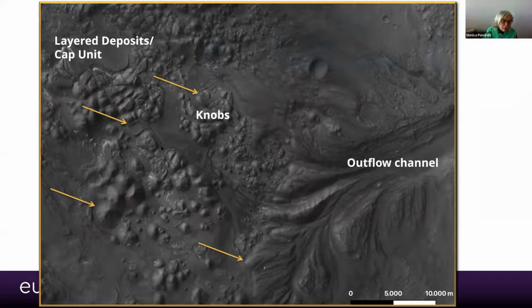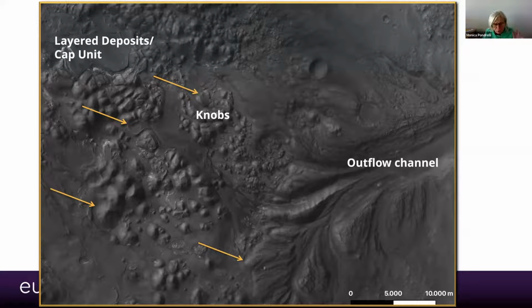channel. Here again, the overlap of the layer deposit and the cap unit against the knobs, but also against the, let's say, landforms shaped by the outflow channel.